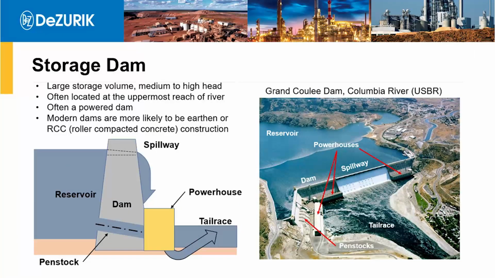So a few types of dams here. Storage dams, these are the ones that most people think of because they're large and visible. Grand Coulee is an example of a storage dam. They have large storage volumes. Often, as in the case of Coulee, they're located on the upper end of a river system. So the Columbia River, this is sort of like the control that controls water downstream to the other dams.